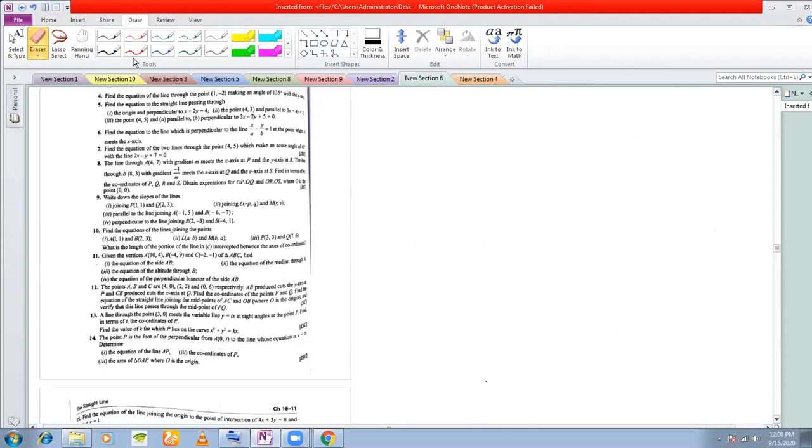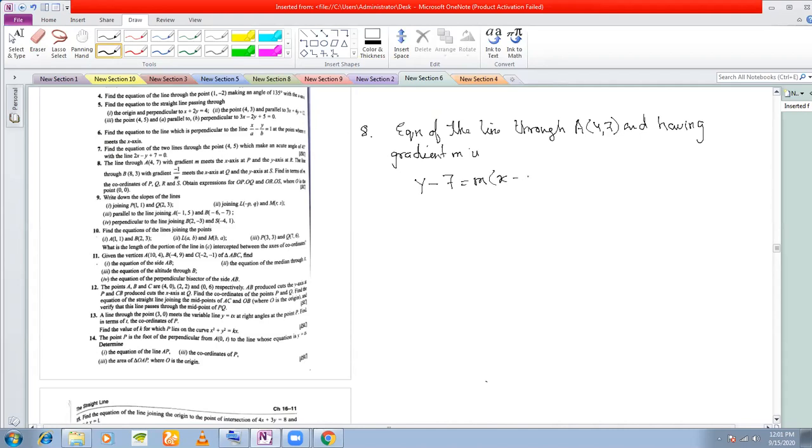Okay. Number 8. The line through A(4,7) with gradient m meets the x-axis at P. So the equation of the line through A(4,7) and having gradient m is y minus y1 is equal to m times (x minus x1). Let us call this 1 for the time being.